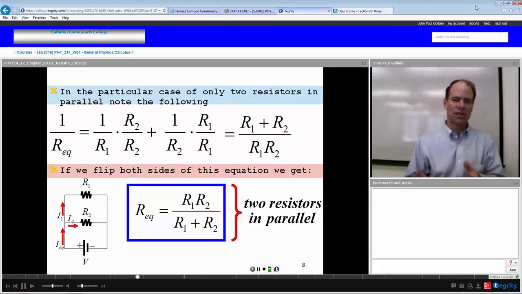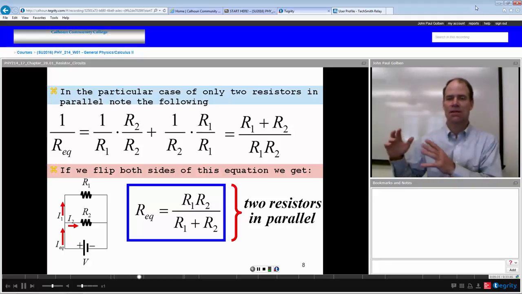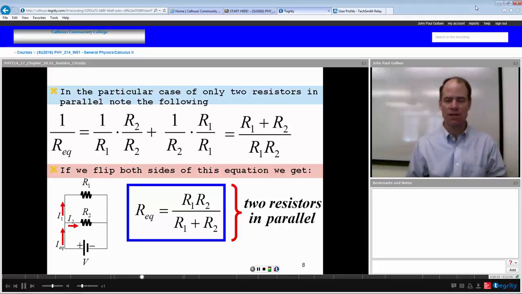Notice that this result and the result for resistors in parallel is the same mathematically as capacitors in series. And capacitors in parallel is the same mathematically as resistors in series. So we have the same kind of formulas, only they're reversed as far as series and parallel between resistors and capacitors.